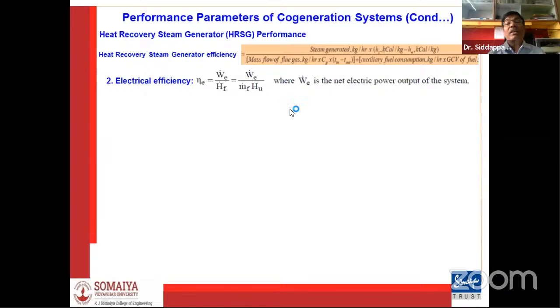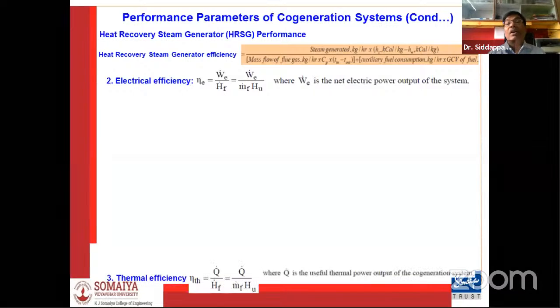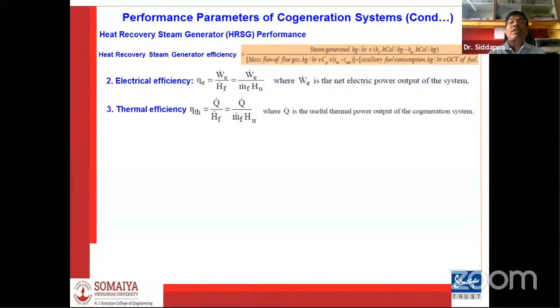Then the total amount of energy I am going to supply is 100, that is, mass of the fuel times calorific value. Sometimes you can call it generator efficiency, or sometimes overall efficiency of the plant. And then how to define thermal efficiency?